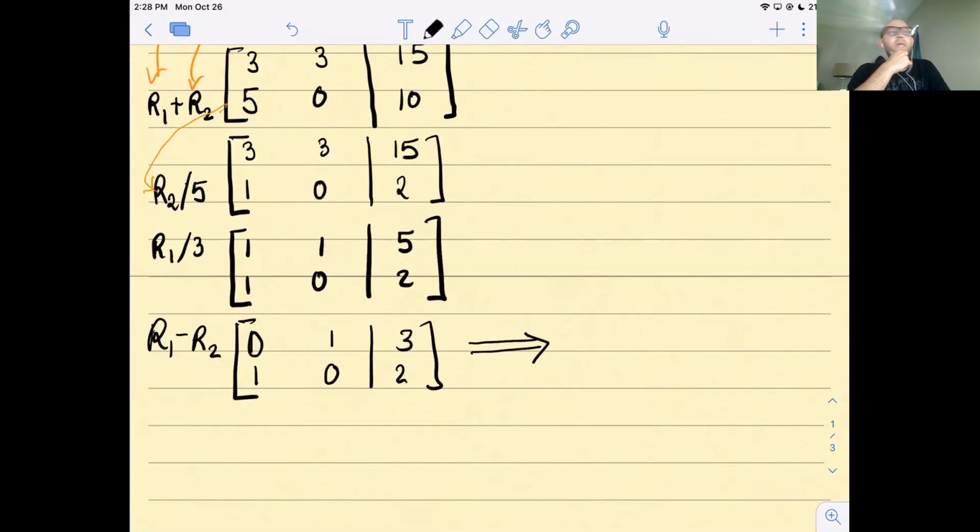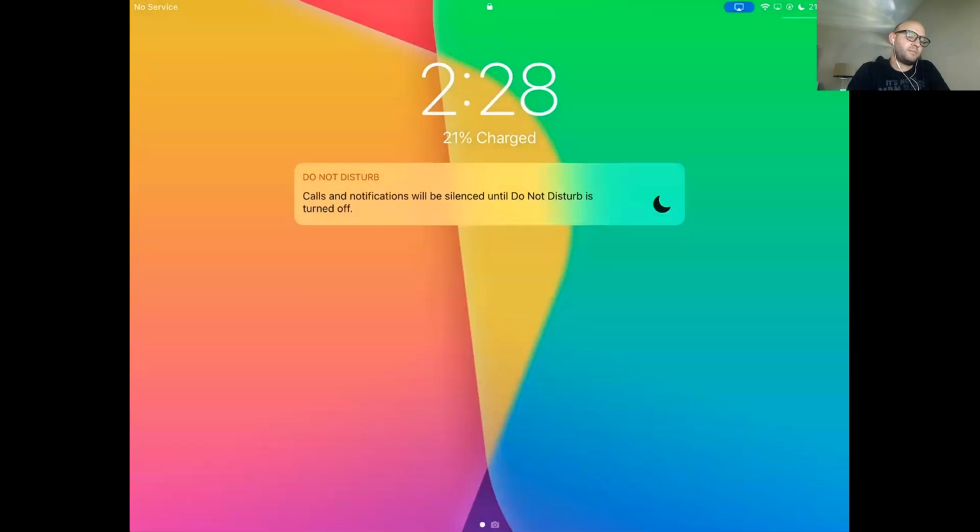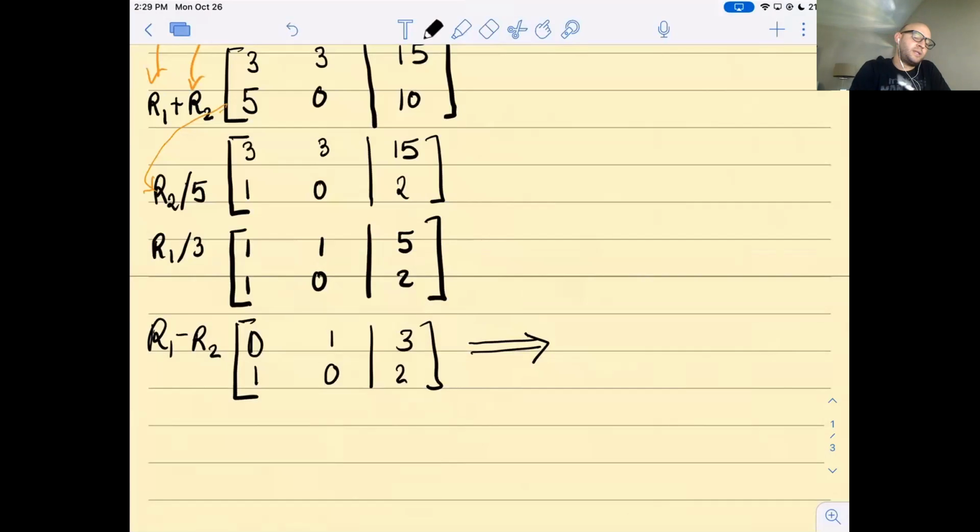And I would say the main advantage of this method that we'll see in a second is to allow us to solve it in a very systematic approach. Okay, so this equation implies, the first one implies y equals 3, and the second one is x equals 2. Okay, good.